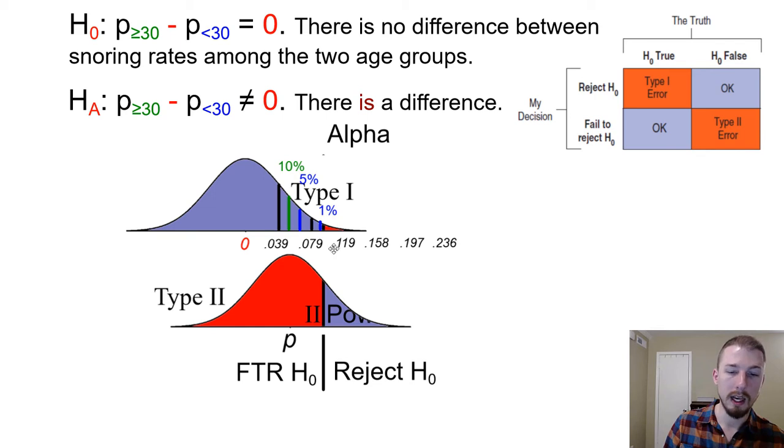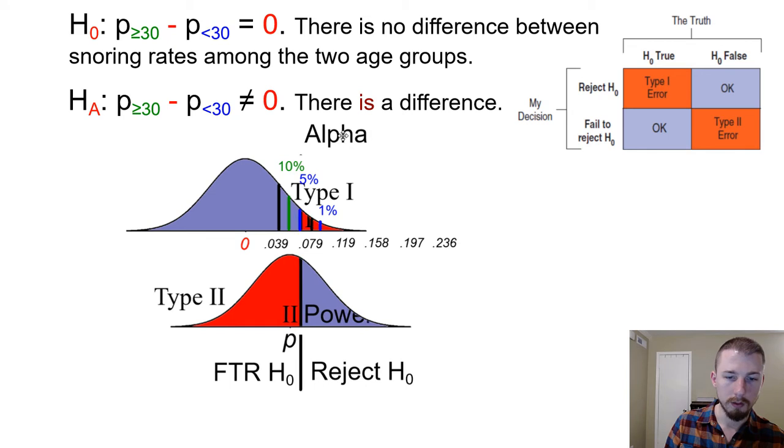Then the power of the test would be the ability of us to correctly reject the null and recognize that. We would have to have percentages that were above, depending on where our alpha level is. So if we had an alpha level of 5%, then this would be the power of the test. Looks like about 40% or something like that. So 40% of our samples would have been able to detect that.